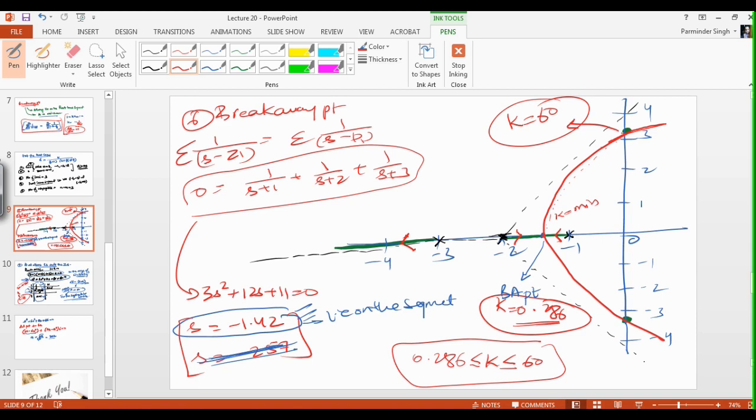Now in the next lecture we'll continue with the root locus. We'll take some more problems and discuss, suppose some particular point is given somewhere here, how do we test whether this point lies on the root locus or not? That we're going to discuss in the next lecture.